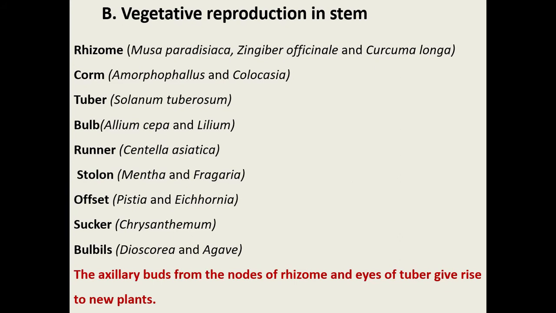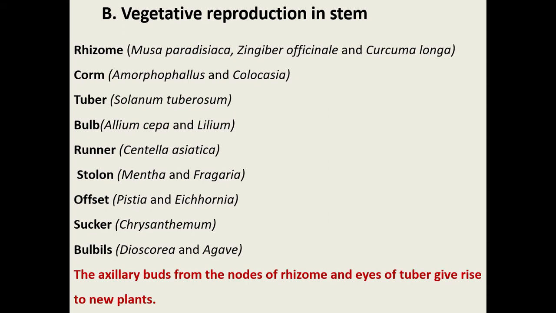Then vegetative reproduction in stem. There is a wide range of methods. First is the rhizome. A rhizome is an underground stem. For example, Musa paradisiaca, Zingiber officinale and Curcuma longa are all produced by means of rhizomes. And corm: Amorphophallus and Colocasia are produced from an underground stem called a corm. All these things we studied in the previous 11th standard chapters on vegetative morphology, so we can recall it.